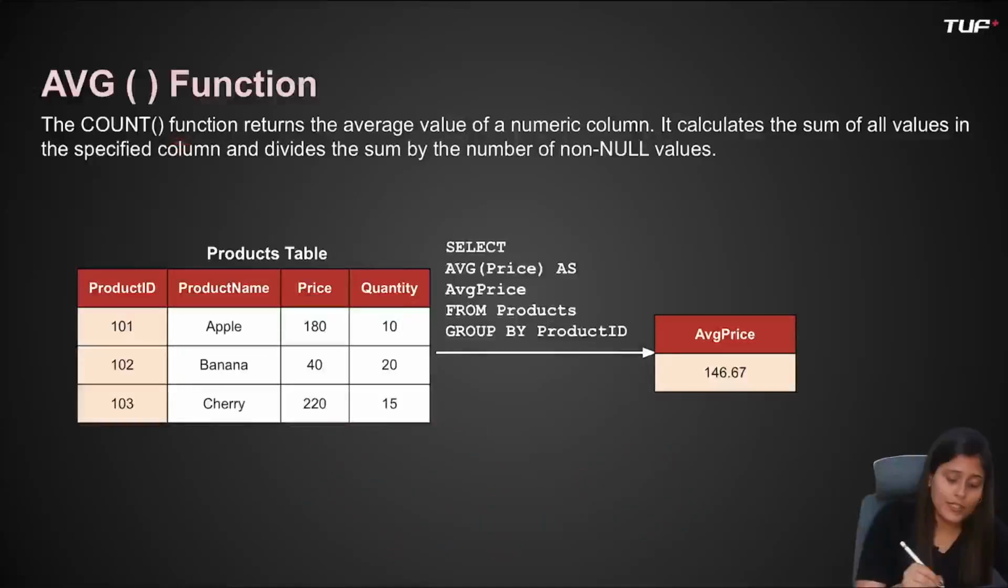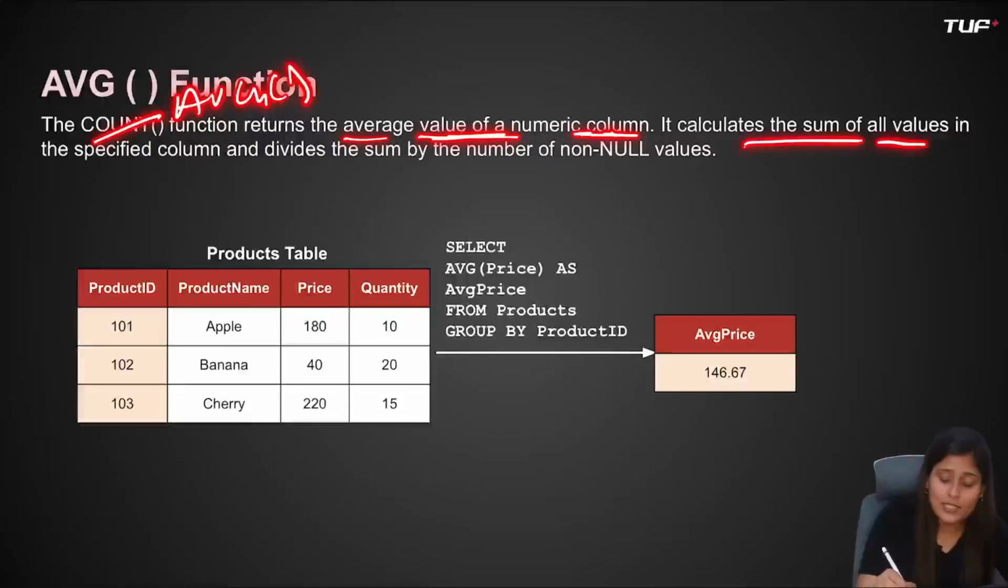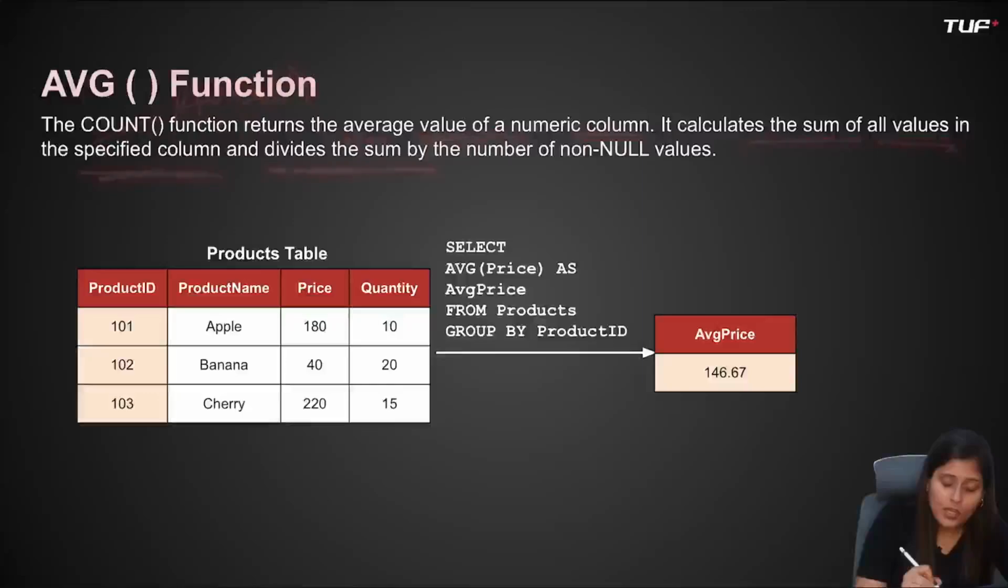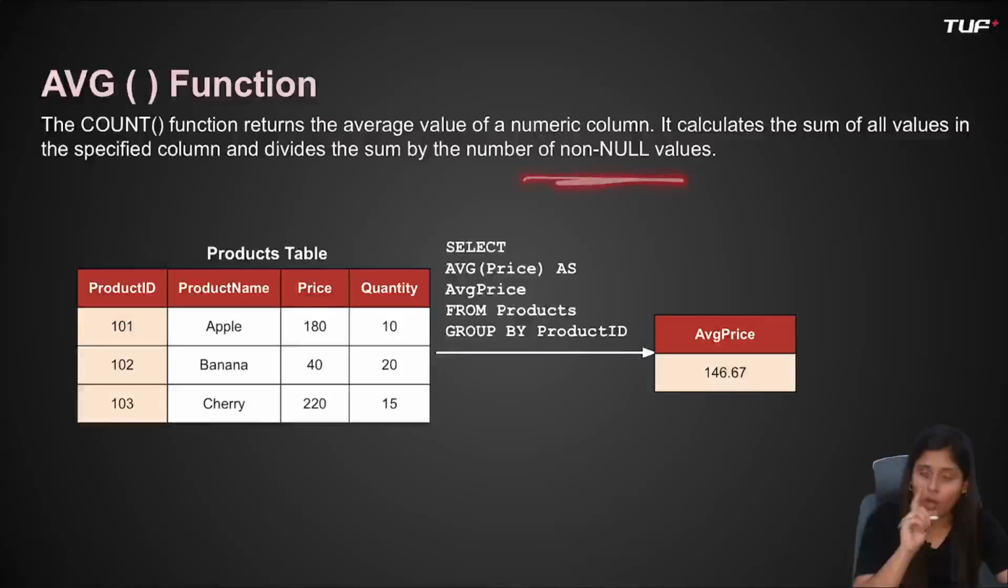So the average function returns the average value of a numeric column. It calculates the sum of all values in the specified column and divides the sum by the number of non-null values.